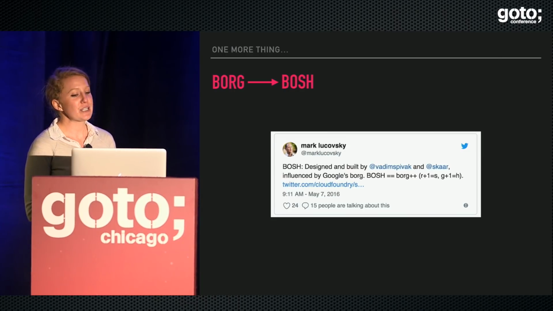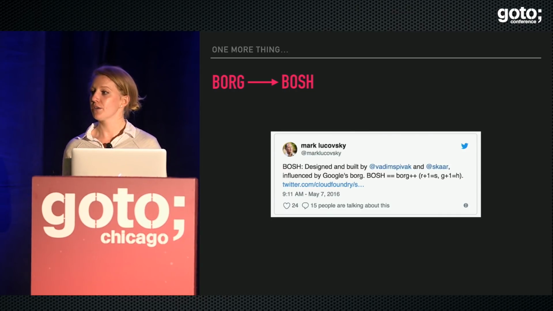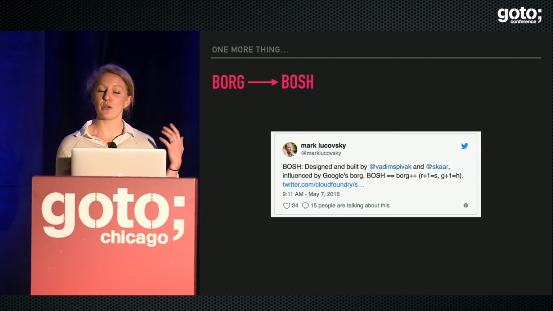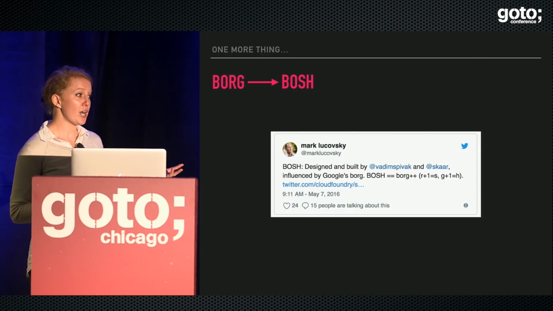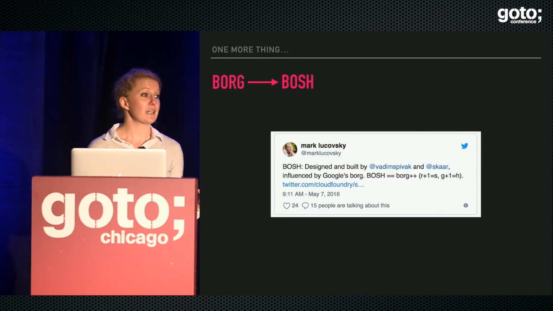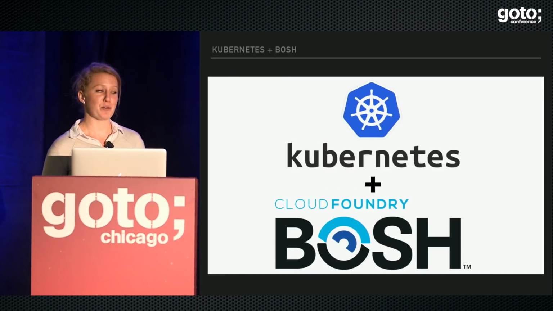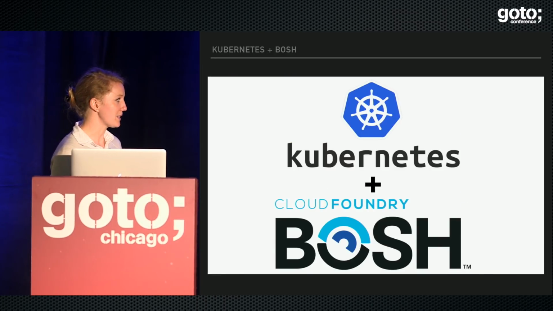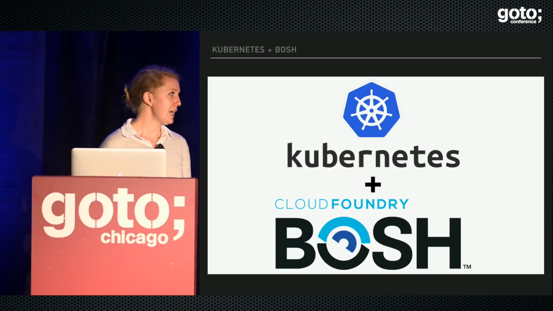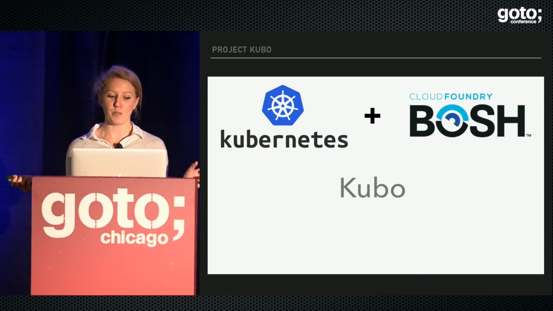And so what is important to know that BOSH is based on Borg is that within Google, Kubernetes is meant to run in tandem with Borg. And so when you combine BOSH with a container orchestration engine like Kubernetes, true magic is what happens. So let's talk about what can happen when you combine Kubernetes plus BOSH. When you combine Kubernetes plus BOSH, you get Kubo.